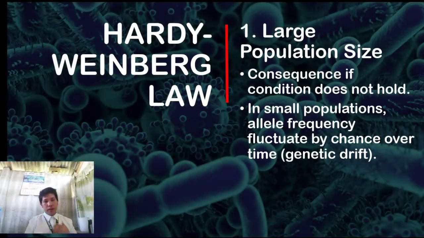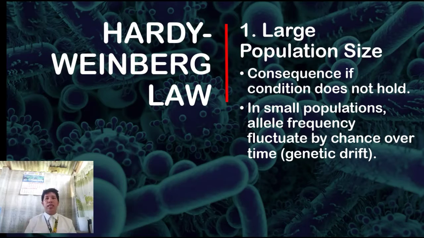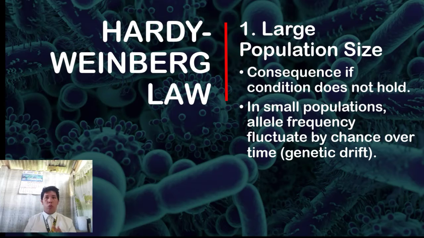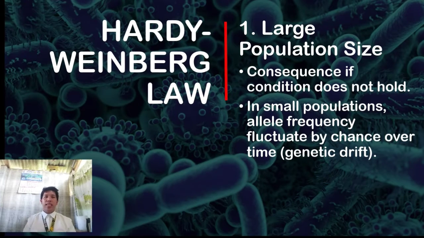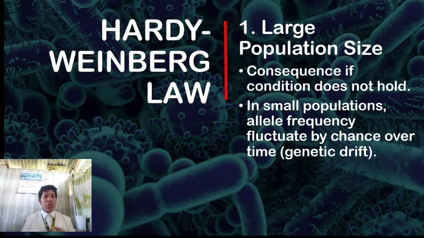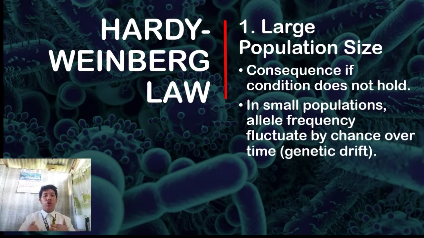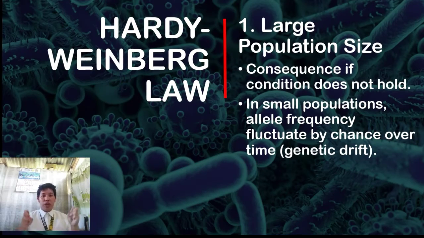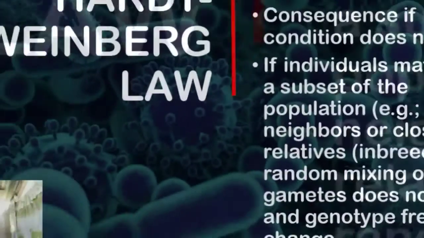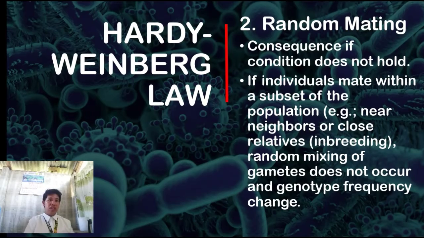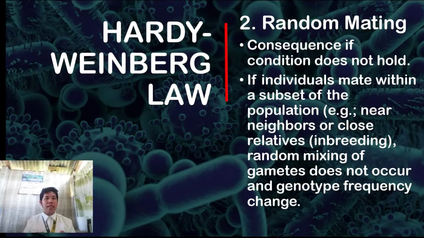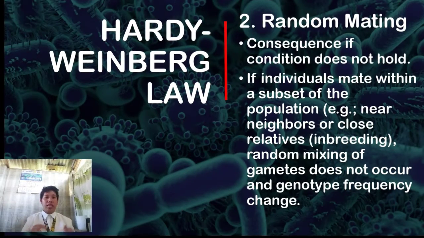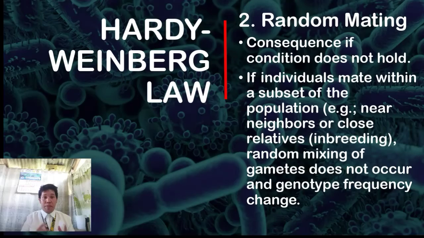After we discuss the Hardy-Weinberg law and the history behind it, next we will continue with the five assumptions of the law. First is a large population size. The consequence if this condition does not hold: in a small population, allele frequency fluctuates by chance over time, or what we call genetic drift. Second is random mating. The consequence if this condition does not hold is that individuals mate with a subset of the population, like, for example, a neighbor or close relative, which is inbreeding.